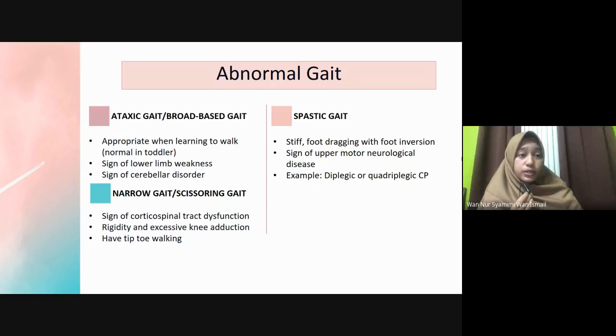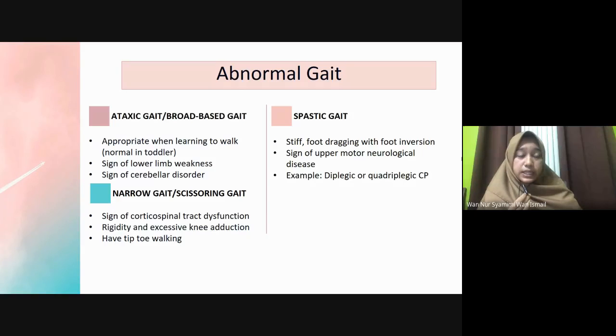Next is the narrow gait, also known as scissoring gait. Usually this term describes when the patient has excessive rigidity as well as excessive knee adduction. You can see that their knees are rubbing each other and crossing in a manner that makes a scissor-like shape. Usually they have tiptoe walking. You can see this type of gait in patients who have corticospinal tract dysfunction, usually in cerebral palsy patients.